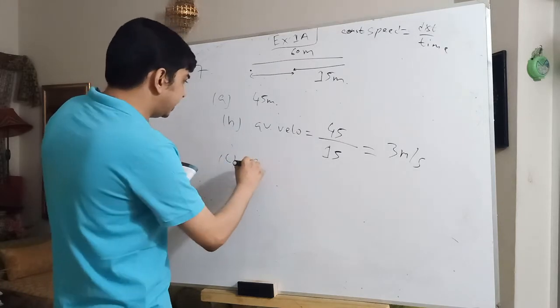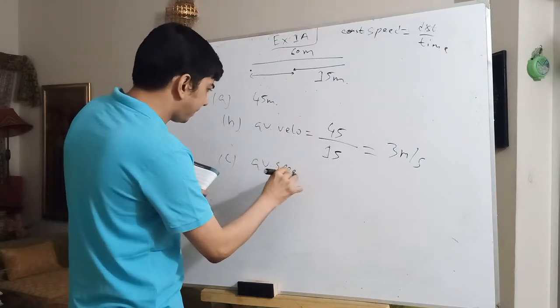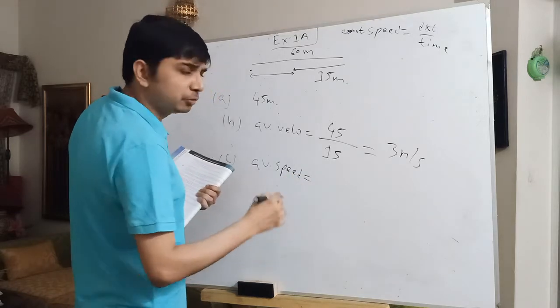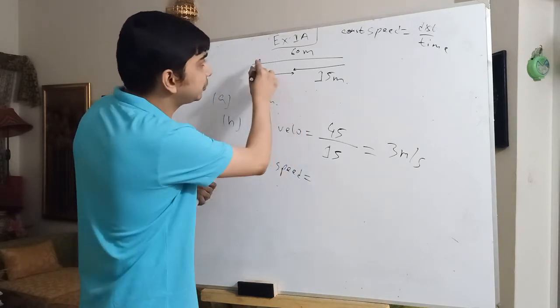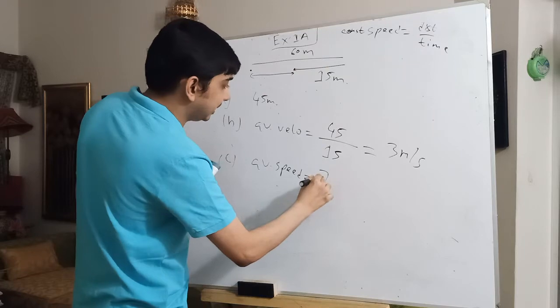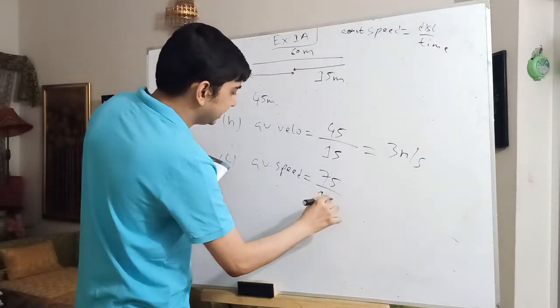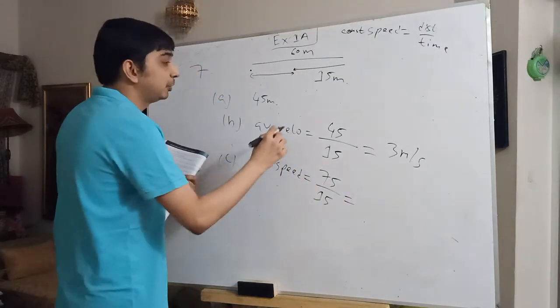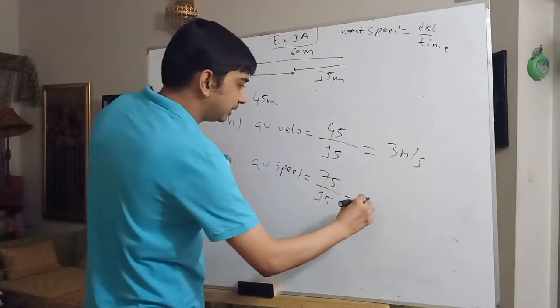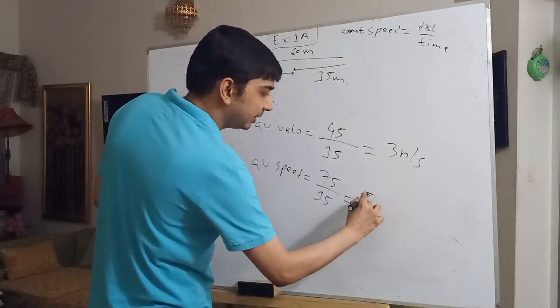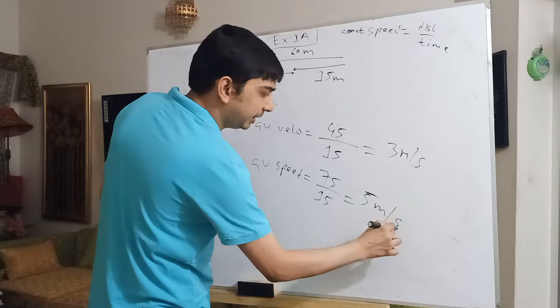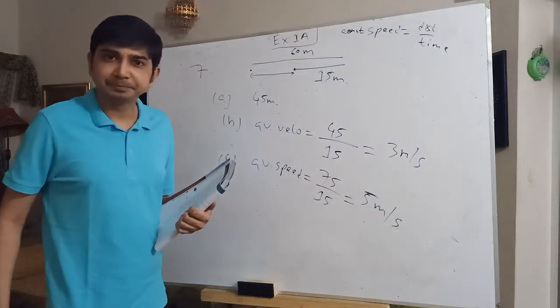Now find the average speed. The average speed is total distance divided by total time. So what is the total distance? 60 plus 15, that is 75, divided by time. The total time is still 15. So the average speed is going to be 5 meters per second.